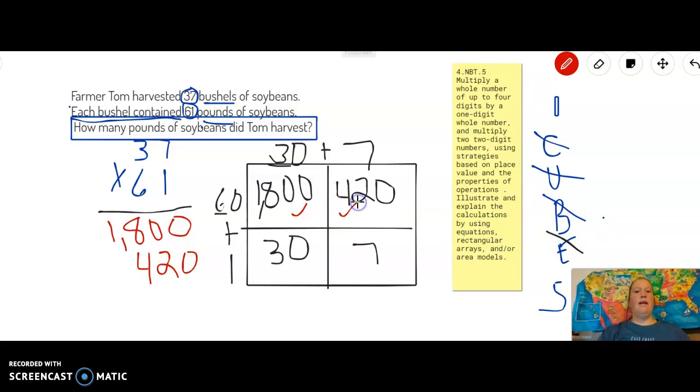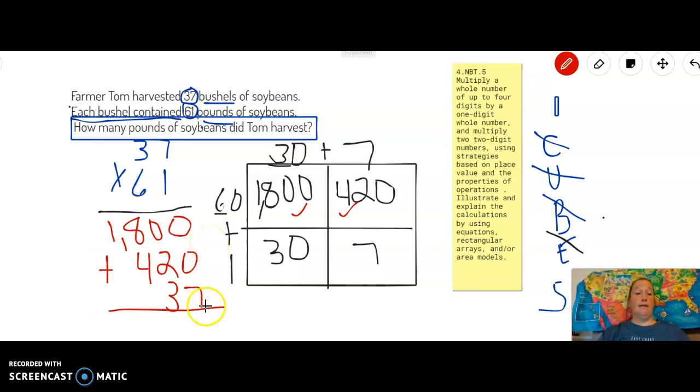Check. Now, in my head, I know 30 and 7 makes 37. So to save myself time, I'm just going to put 37 and add it. And we don't have to write it twice, a 30 and a 7. Okay, there we go. Here we go.